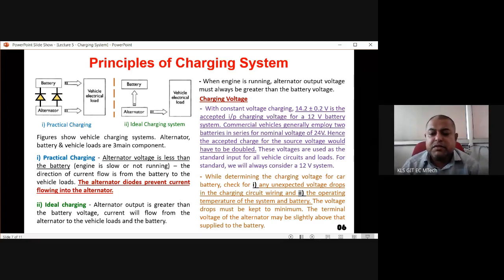The terminal voltage of the alternator may be slightly above the supply to the battery. So we have seen that we are charging a 12 volt battery, but from the alternator rectifier we are generating 14 to 14.4 volt. So this is very important detail. So this slide number 6 is very important. There are many details. Please check it.